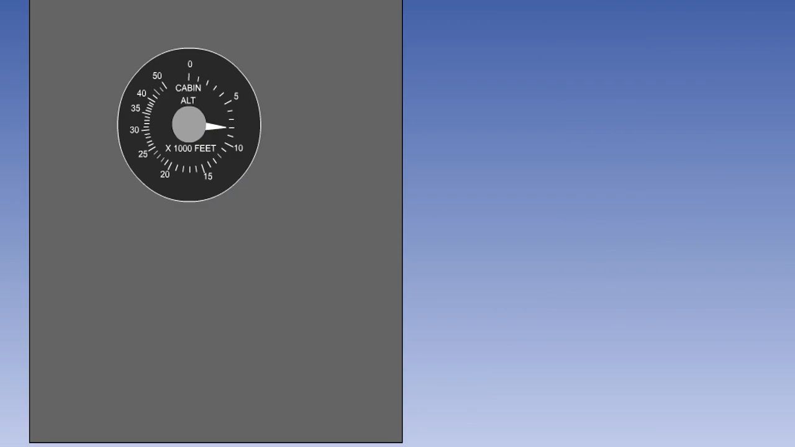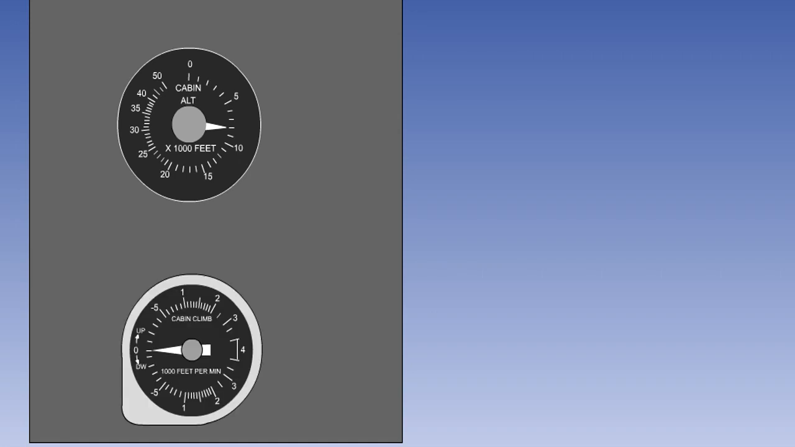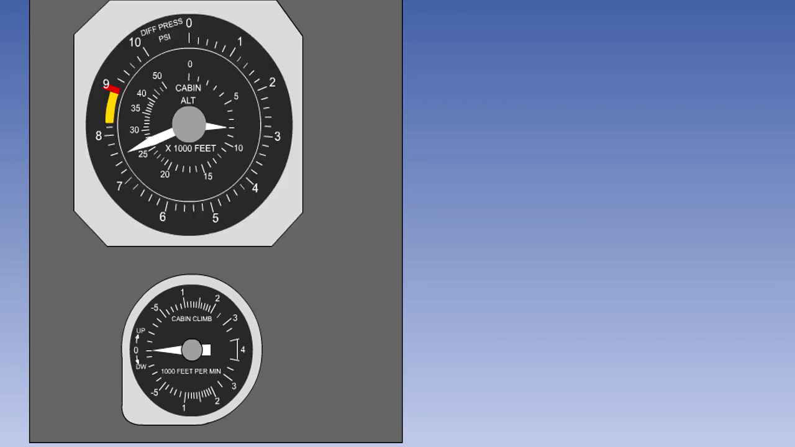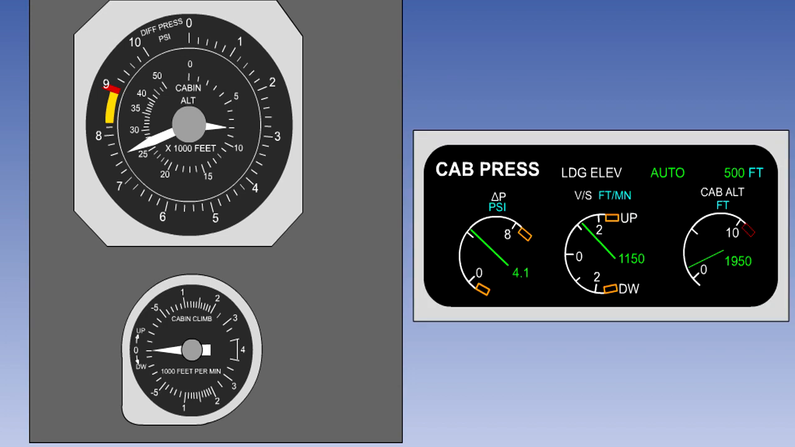The minimum indications required for a pressurization system are cabin altitude, cabin vertical speed, and cabin differential pressure. This information can either be presented on direct reading gauges or electronically on an LCD screen.